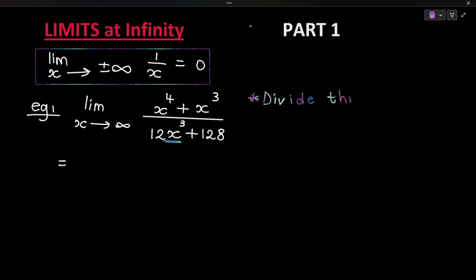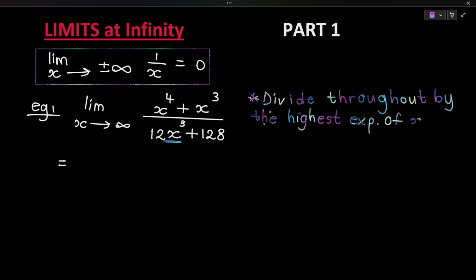Divide throughout by the highest exponent of x. Okay, divide throughout by the highest exponent of x. Now, that tells us that every single term that we have in this question is going to be divided by x cubed.